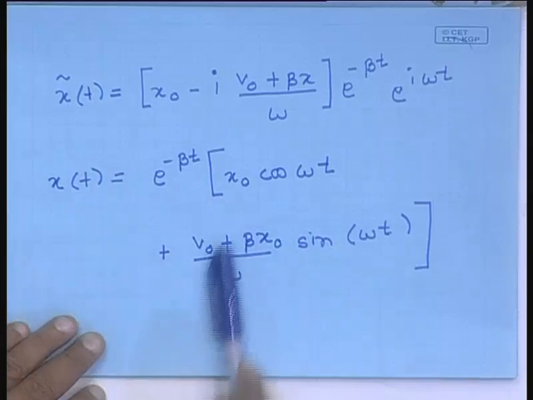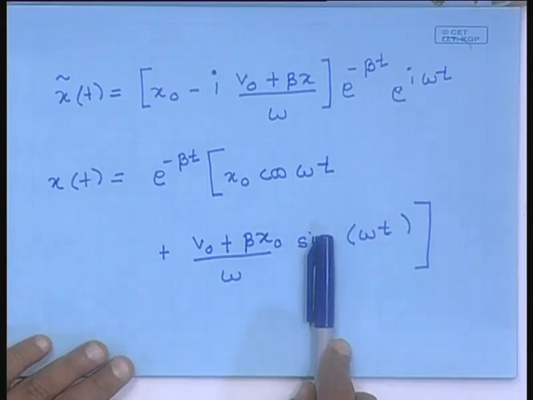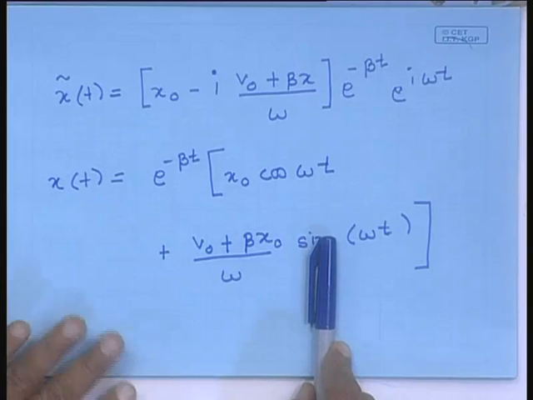And this fact that you have a sine term here is closely related to the point which we had discussed a little bit earlier, the fact that if you introduce damping, the position and the velocity are no longer pi by 2 out of phase.